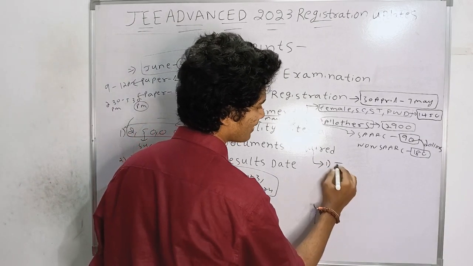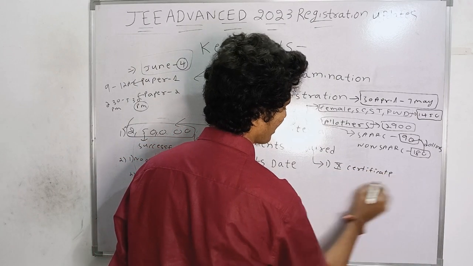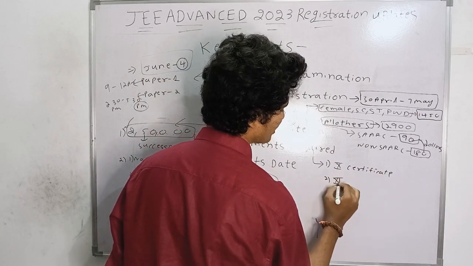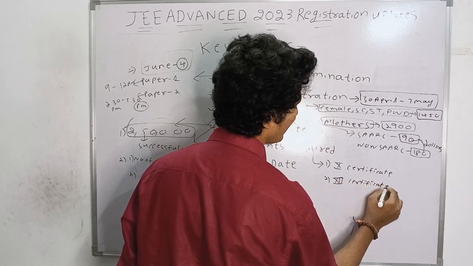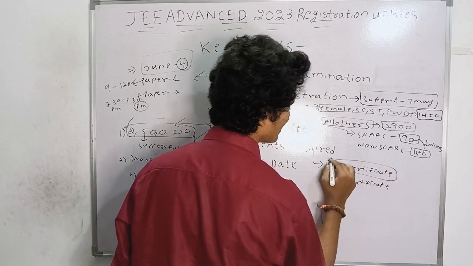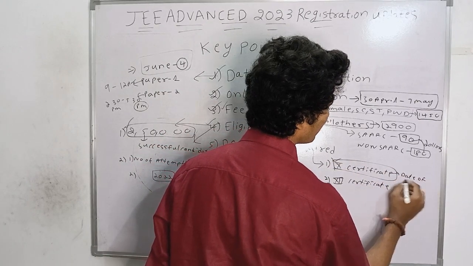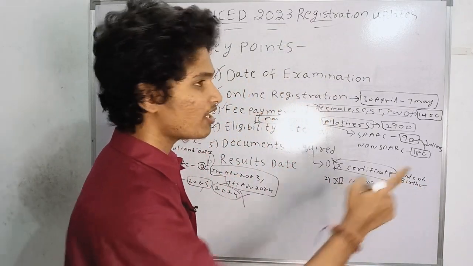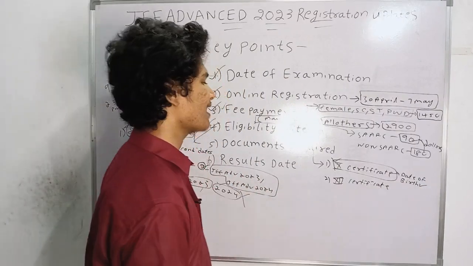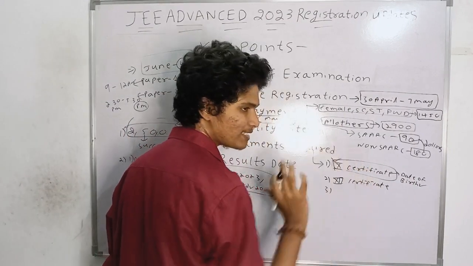The first document is the class 10th certificate. And the second one is the class 12th certificate. It is mandatory that the date of birth is present in the 10th class certificate. The date of birth is a must. And the second thing is the 12th certificate. These 2 things are very important.